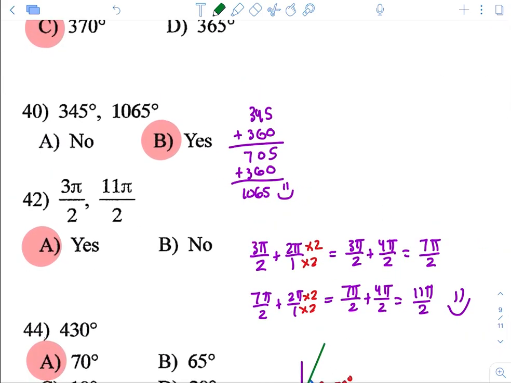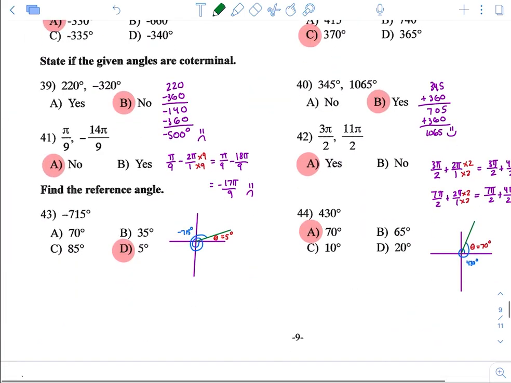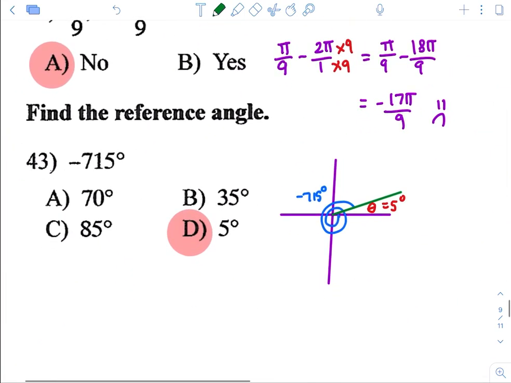42. I'm going to start with 3 pi over 2 and see if I can get to 11 pi over 2 by adding 2 pi. So 3 pi over 2 plus 2 pi over 1, multiply top and bottom by 2 to get a common denominator of 2. So 3 pi plus 4 pi is 7 pi over 2. That's not 11 pi over 2, so I need to add another 2 pi. And when I add another 2 pi, what do you know, we land on 11 pi over 2, which means those are coterminal angles. So yes.